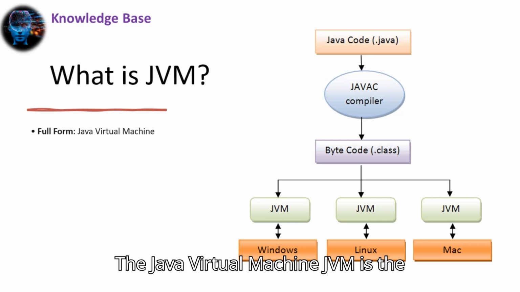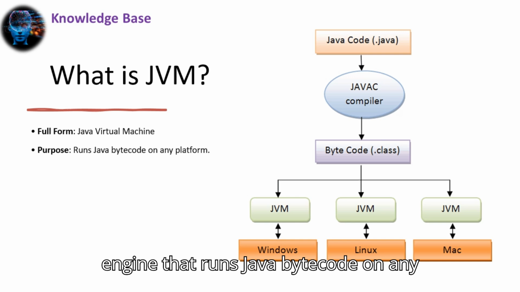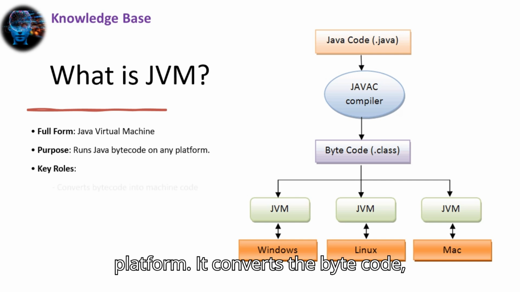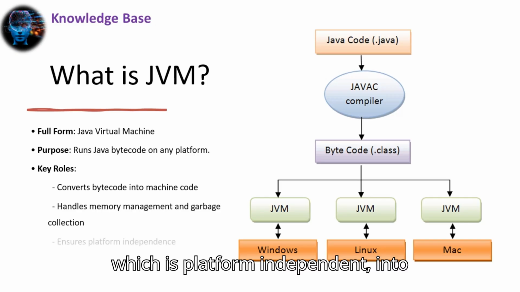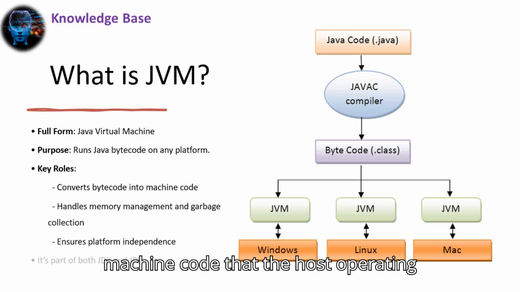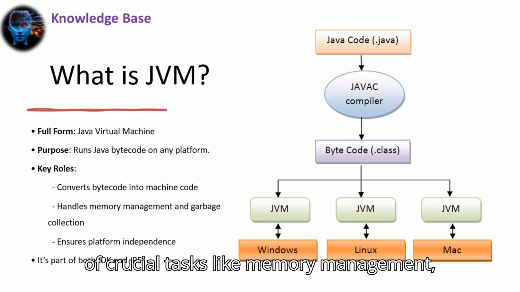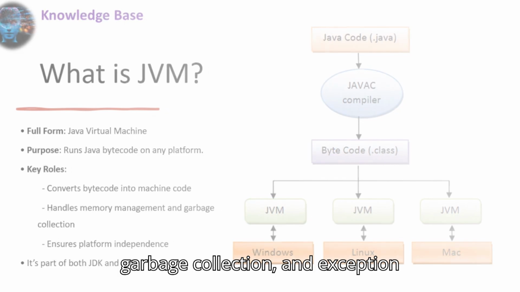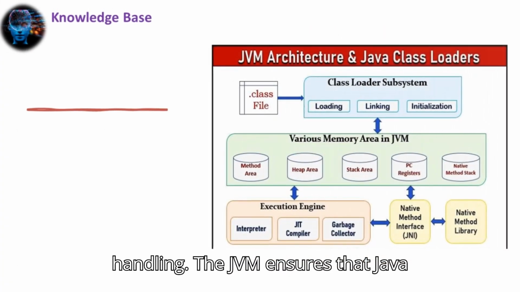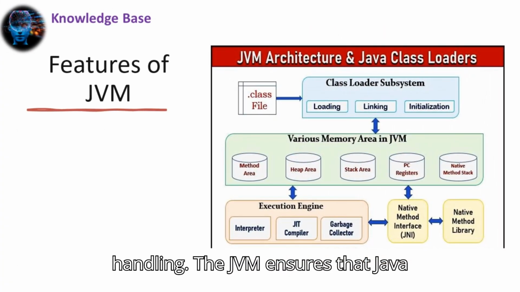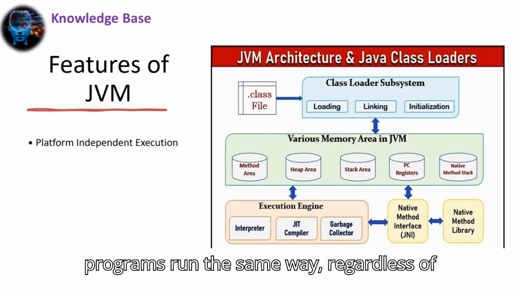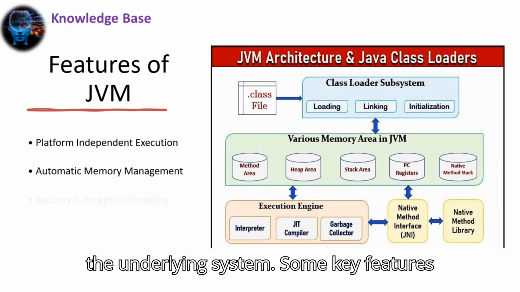The Java Virtual Machine. JVM is the engine that runs Java bytecode on any platform. It converts the bytecode, which is platform independent, into machine code that the host operating system can understand. It also takes care of crucial tasks like memory management, garbage collection, and exception handling. The JVM ensures that Java programs run the same way, regardless of the underlying system.